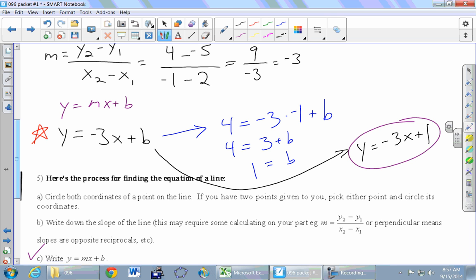I think it'll become pretty second nature to the point where you really don't need to follow as much detail as I've got there. But if you ever have any confusion about finding equations of lines, then I'd encourage you to really try working through it in this detailed fashion. Any questions on that problem?